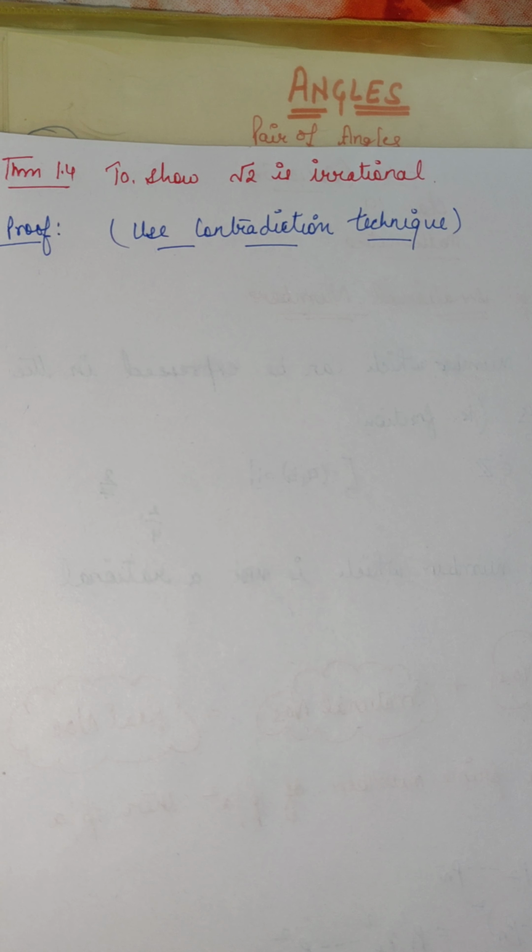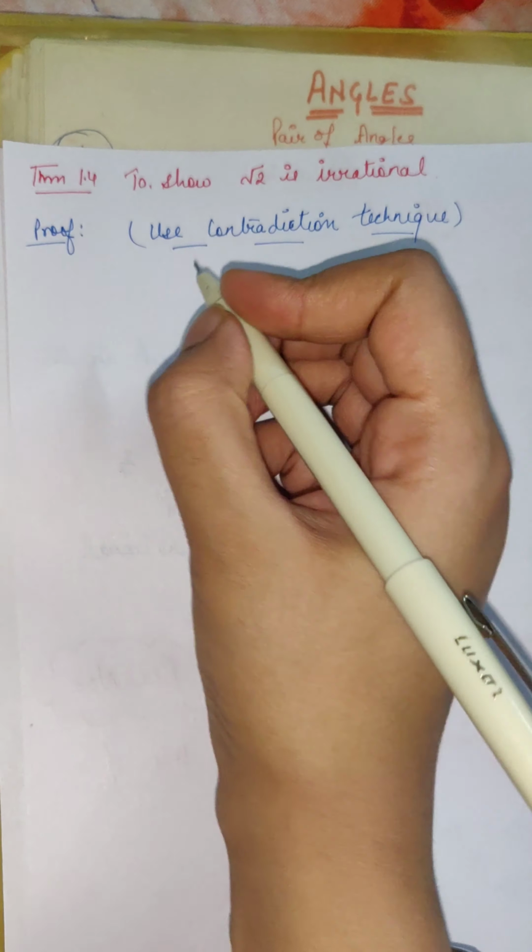Like, this is the question: to show that root 2 is irrational. If you understand one of the questions, you will be able to solve other questions in a similar way, right? So we'll see how we are going to show that root 2 is irrational. Here we are using the contradiction technique. Contradiction is a big word, but it means that we are going to assume the opposite of what we have to prove, right? So we will assume the opposite of what we have to prove. We have to prove that root 2 is an irrational number, so what will be its opposite?